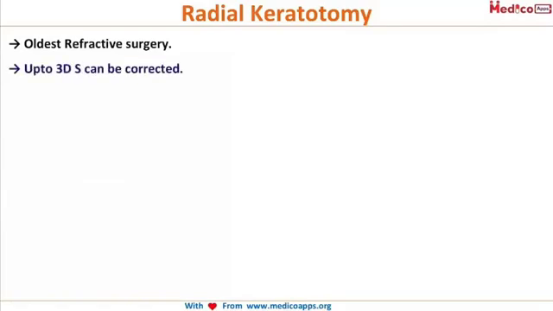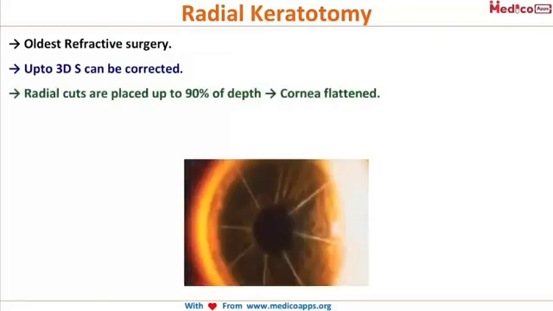Now, the most primitive type of refractive surgery that was done is radial keratotomy. It could correct up to 3 diopters spherical error of the eye. So the procedure was, you can see these lines. These cuts were made in 90% depth of the cornea. So the cornea would get flattened. So mainly you can understand that it was used to correct myopia.